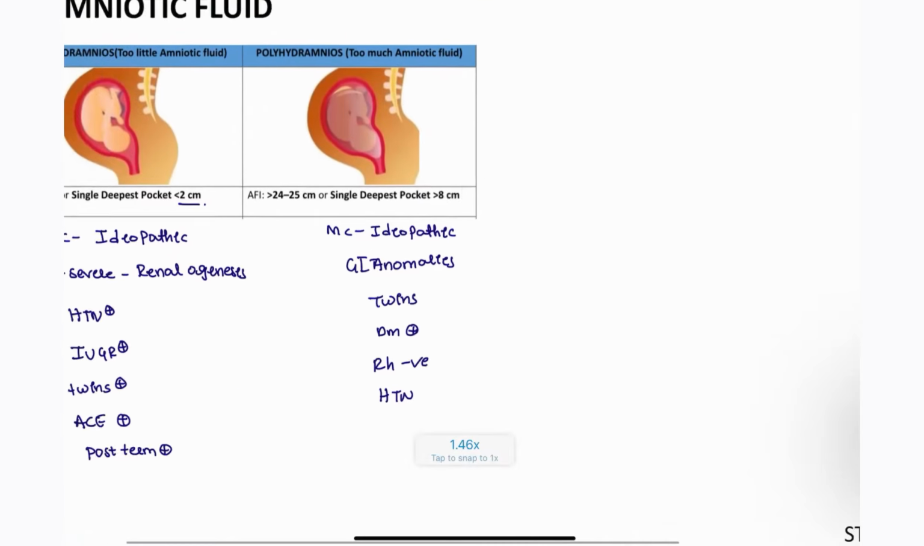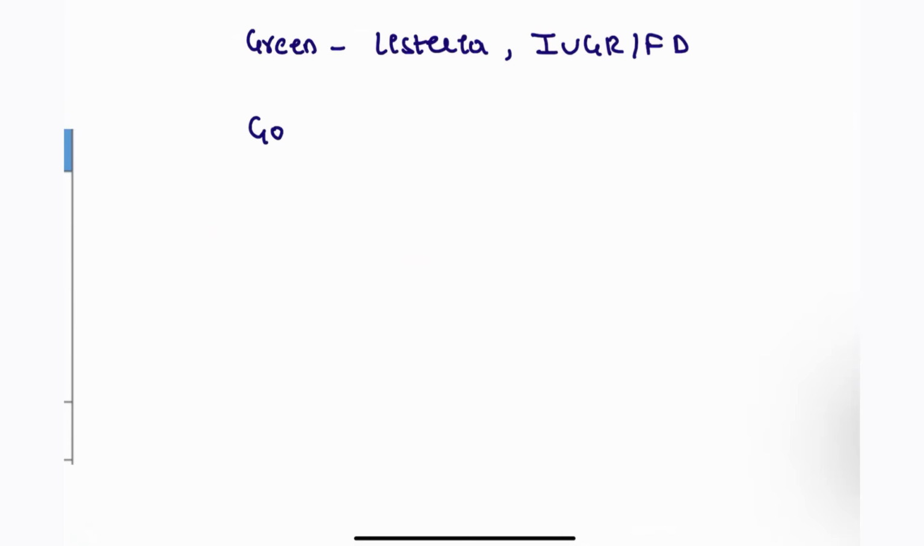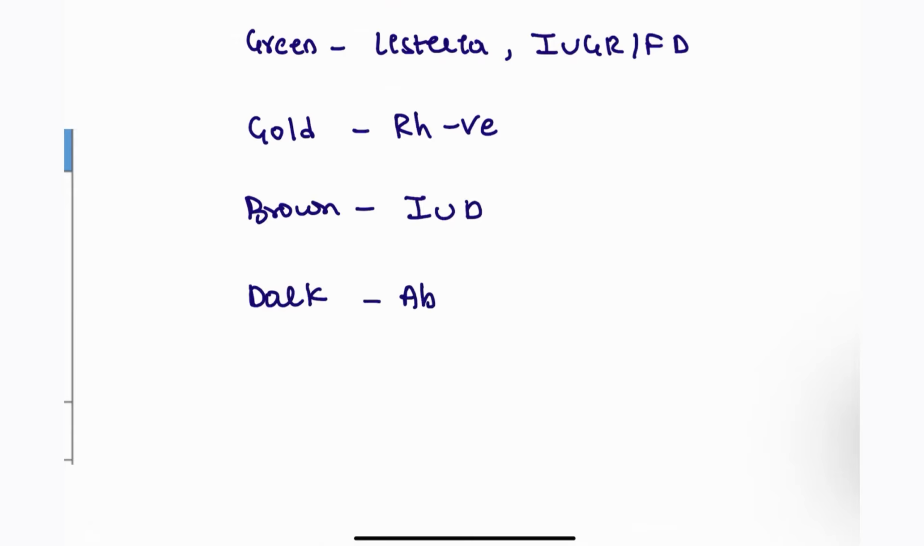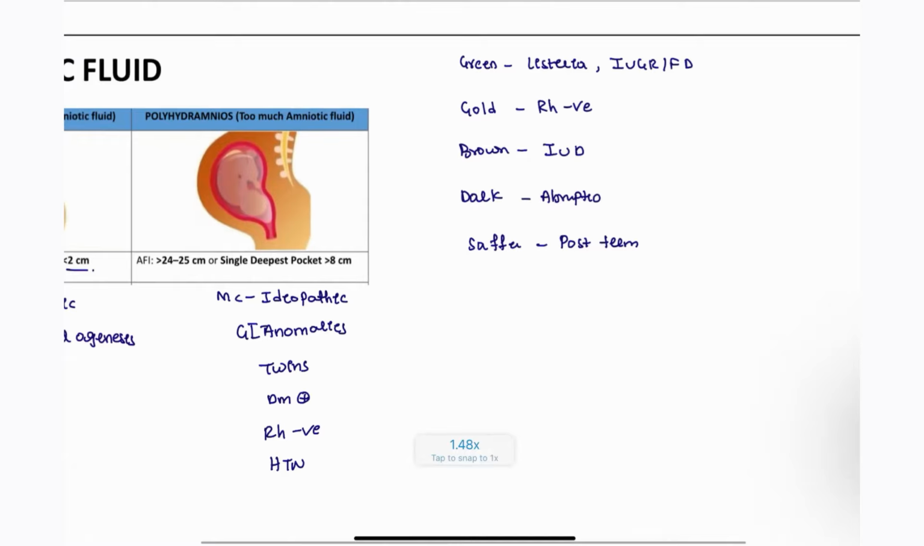Next, another thing that you have to take note is that these patients have specific colors also. The green color is commonly seen in infections like listeria, or when the patient is IUGR with fetal distress. Okay, next, gold color is seen in Rh negative pregnancy. Brown color is seen in intrauterine death. Dark color is seen in abruptio placenta. Saffron is seen in post-term individuals. Okay, in the post-term individual, you are going to see the soft color.